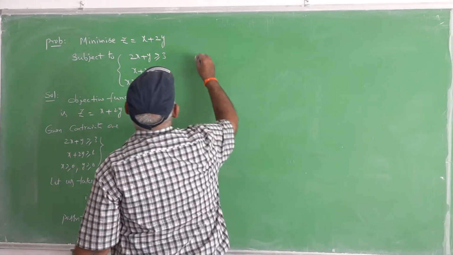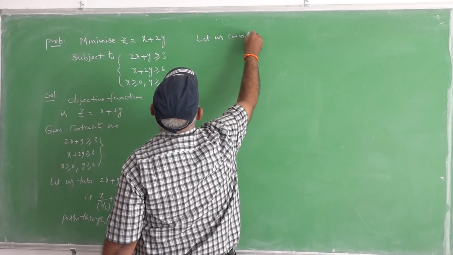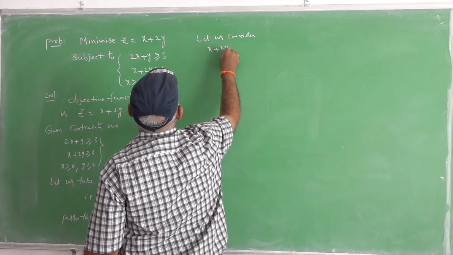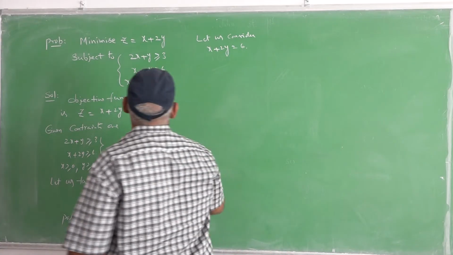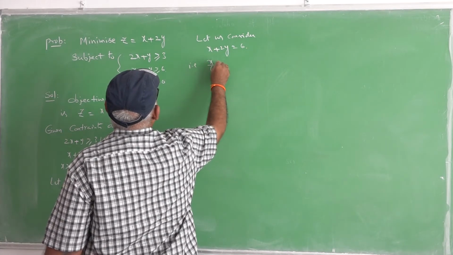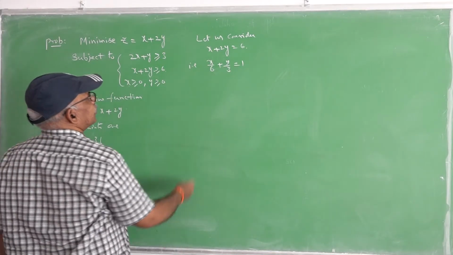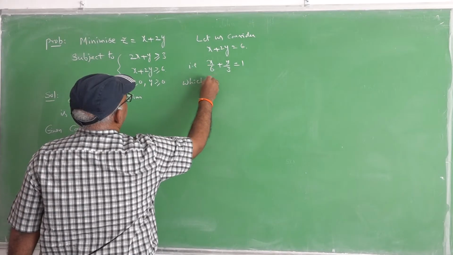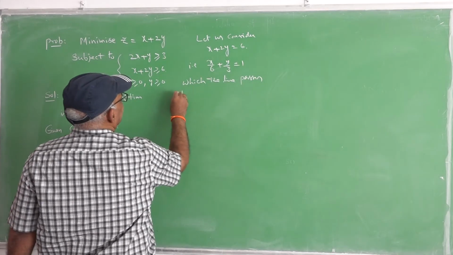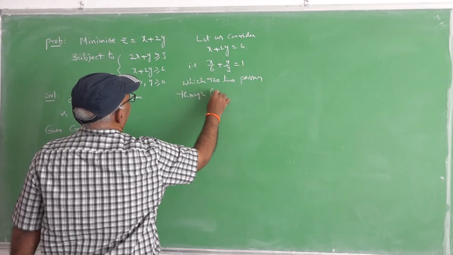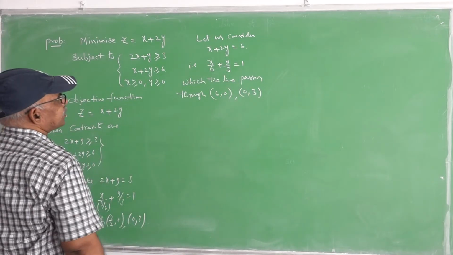And the second line is, similarly, let us consider from the second condition the line x plus 2y equal to 6. Dividing with 6, we get x by 6 plus y by 3 equal to 1, which passes through the point 6 comma 0 and 0 comma 3, because x intercept is 6 and y intercept is 3.